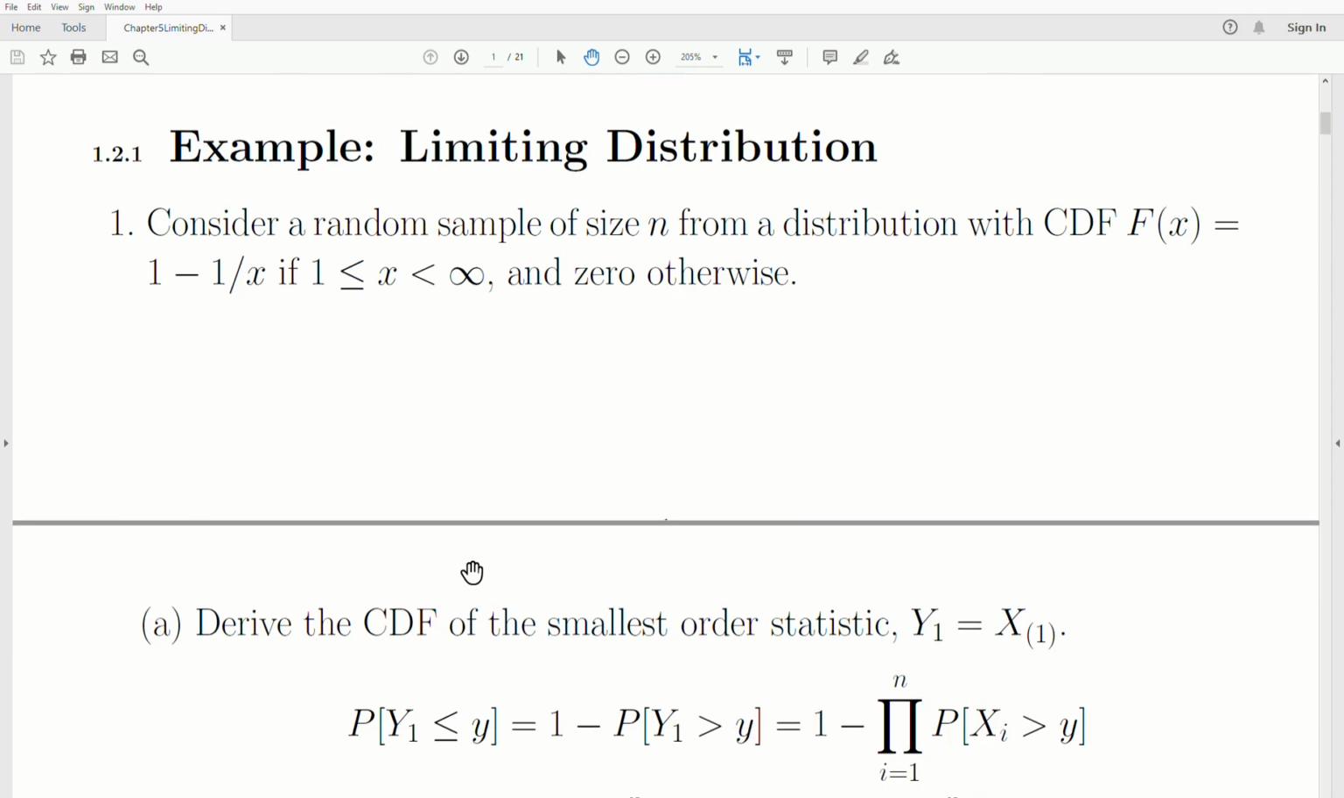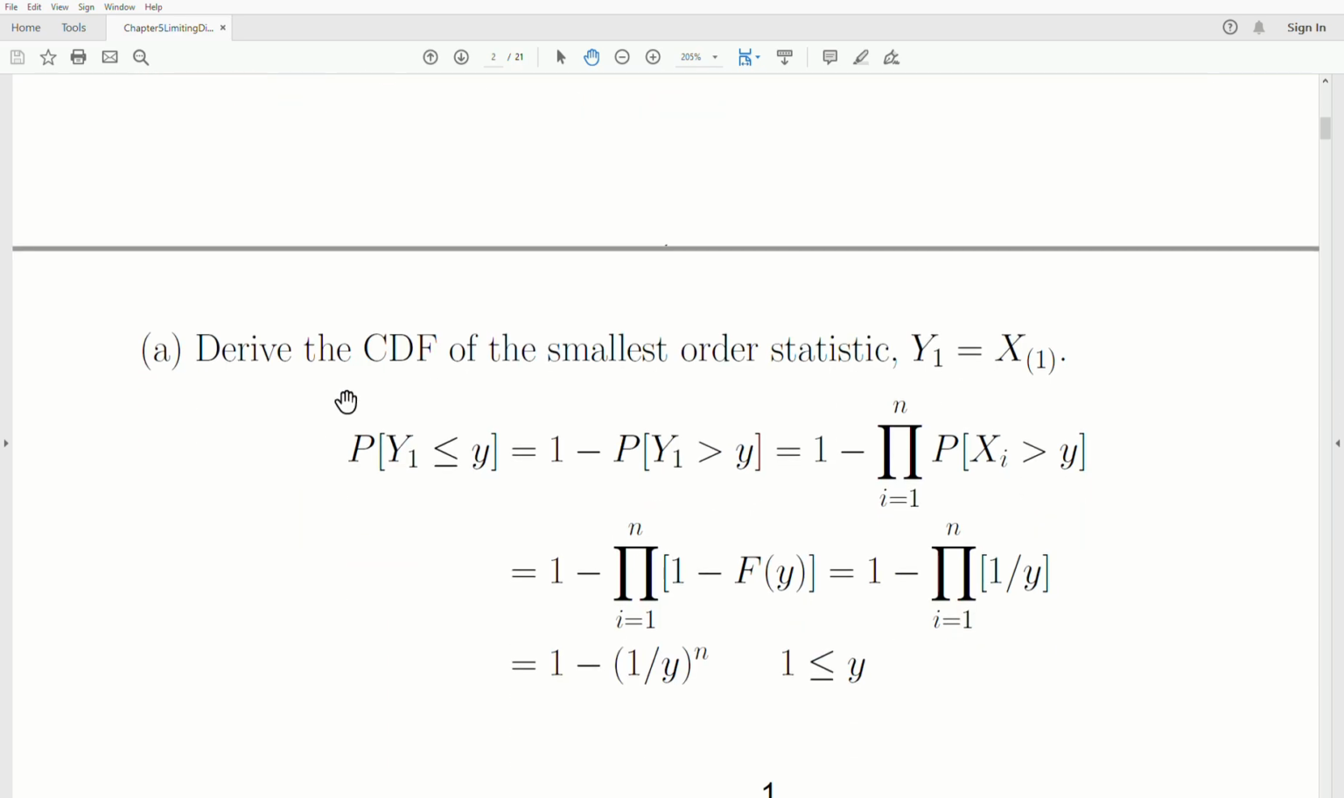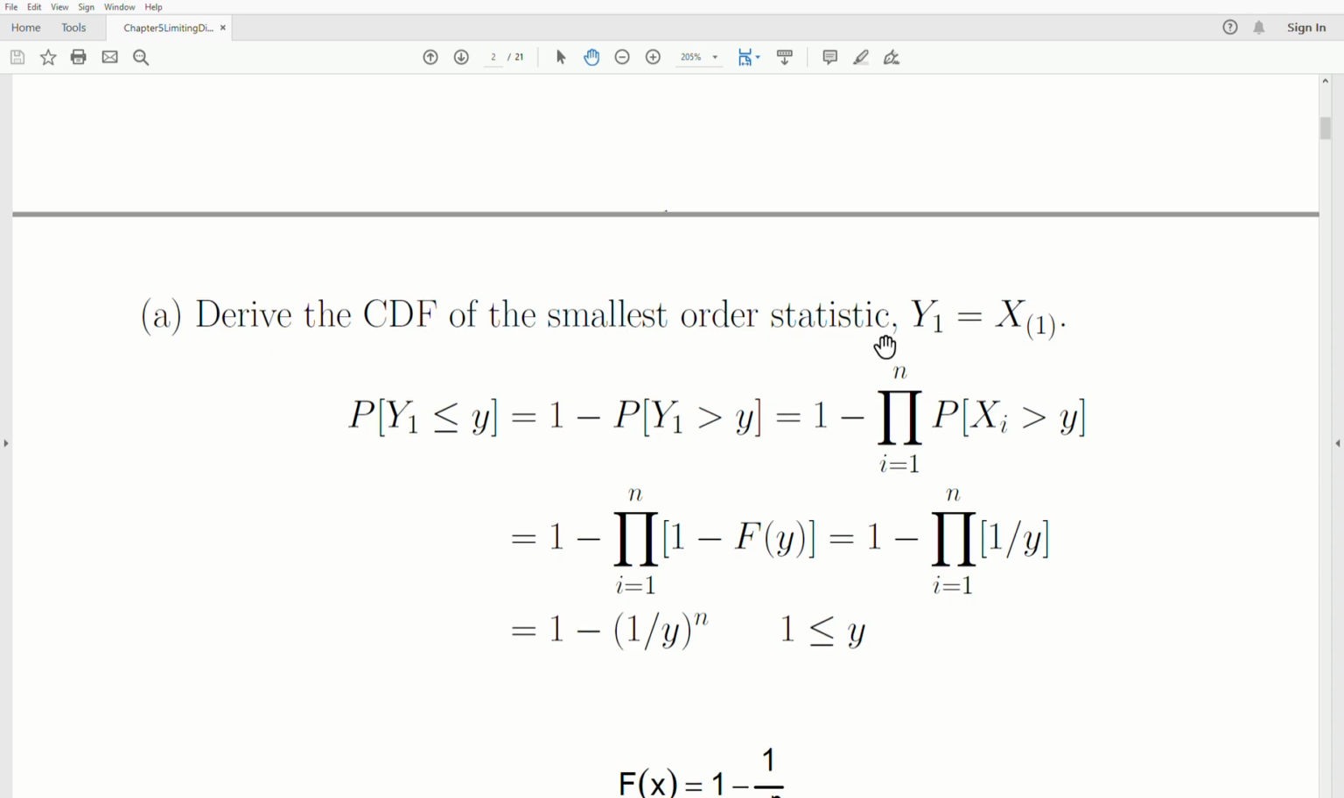So some quick examples. Consider a random sample of size n from a distribution with CDF capital F(x), which is 1 minus 1 over x, for x greater than or equal to 1 and 0 otherwise. So let's derive the CDF of the smallest order statistic, Y_1. Now remember the notation X with 1 in parentheses means the first order statistic, and to ease our notation, I'm just going to call it Y_1. So the CDF, F sub Y_1 of y, or just written as a probability, is this.